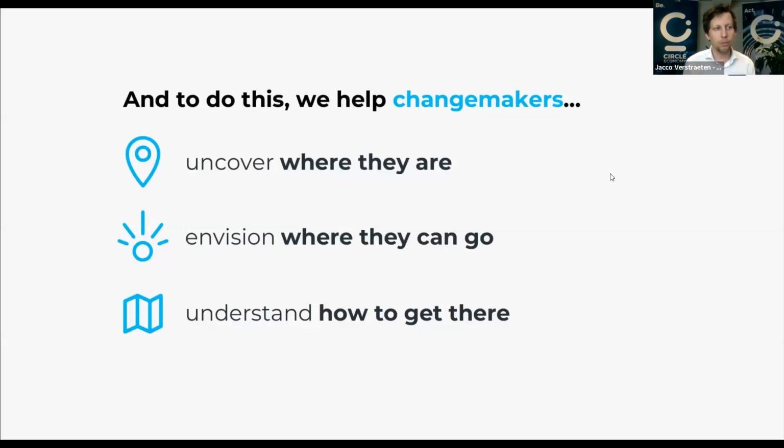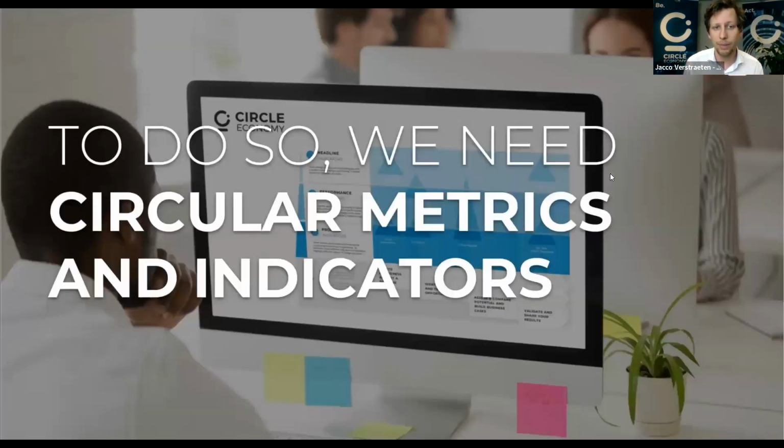At Circular Economy, we have a couple of ways of doing this, but really the core strategy we always have is to help the change makers, the front runners, the people that really are trying to make a difference, in taking 3 steps. First, to uncover where they are. So how circular are you now? What are your core issues right now? How is your value chain right now? Then envision where they can go. What's your future vision? Where do you want to go in, say, 10, 15, 20 years? And then, of course, closing the gap. So how to get there. That's always our strategy. That's how we are helping our people, our clients, and our partners. And well, you guessed it, to do that, we need circular metrics and indicators.